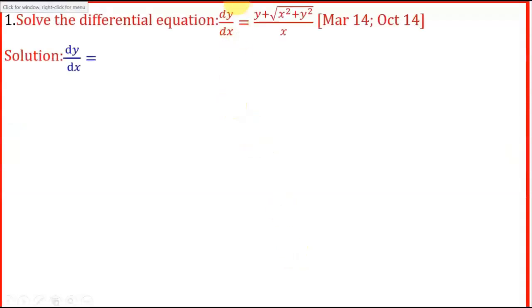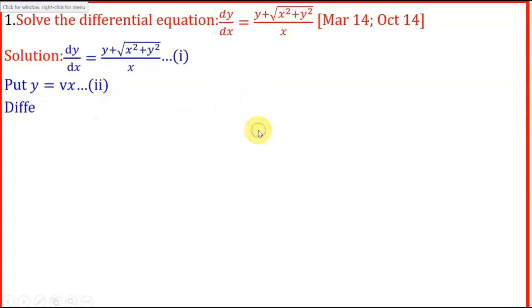Now here, the first example. Solve the differential equation dy by dx is equal to y plus root of x square plus y square upon x. This example was asked in the March 14 and October 14 examinations. Now, dy by dx is equal to y plus root of x square plus y square upon x. This is the first equation. Put y is equal to vx. For this type of example, we take the substitution y is equal to vx.